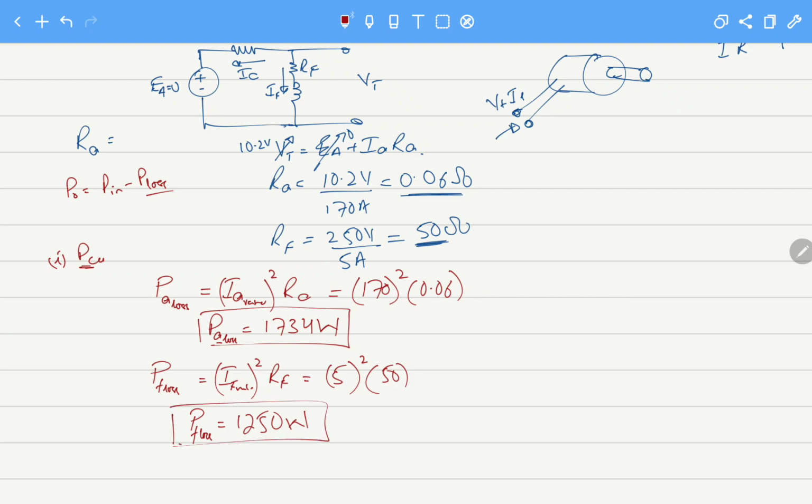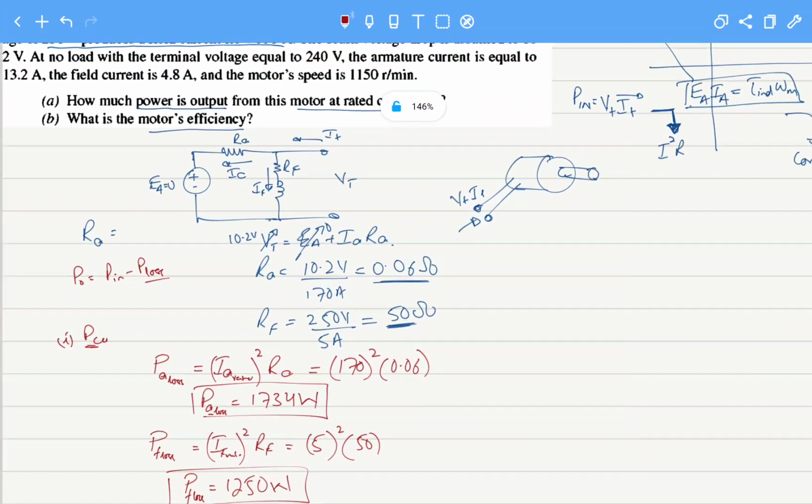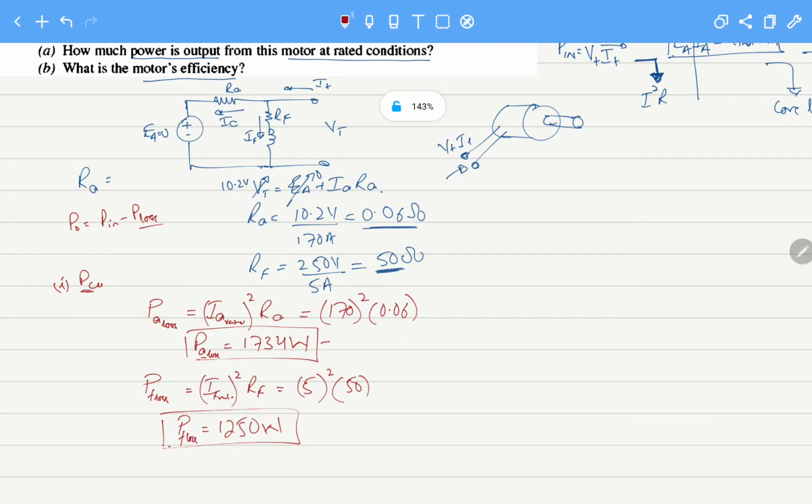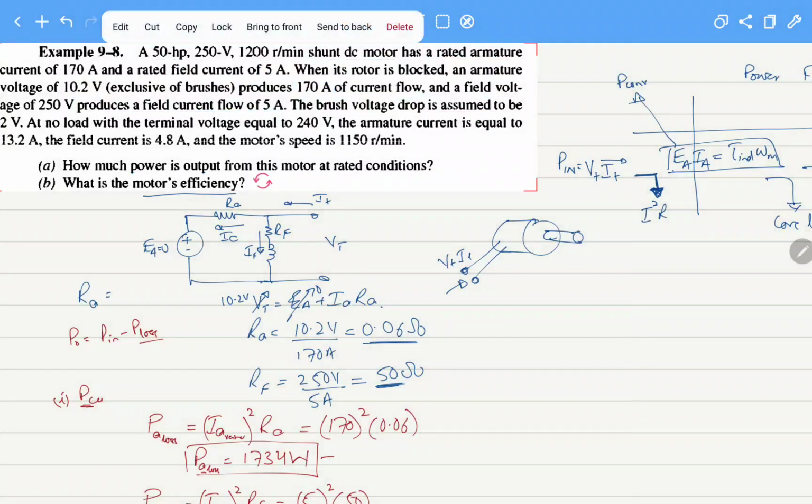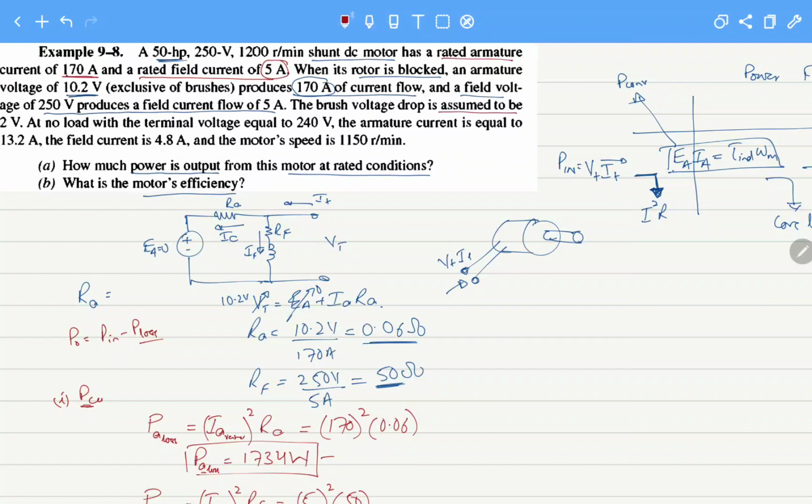So we have the total core losses in the machine will be equal to this. But there is another important aspect, that the brush voltage drop is assumed to be 2 volts. So this is another kind of loss. Sometimes it is mixed with the copper losses, but in here he has separately mentioned the brush voltage drop.